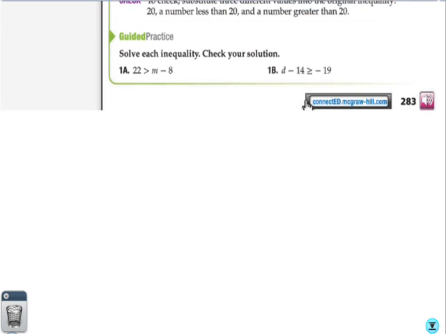We'll check these. We'll do 1a together. You can do 1b on your own. 22 is greater than m minus 8. So to both sides of this inequality, we're going to add 8. Add 8. And on the left side, 22 plus 8 is 30.